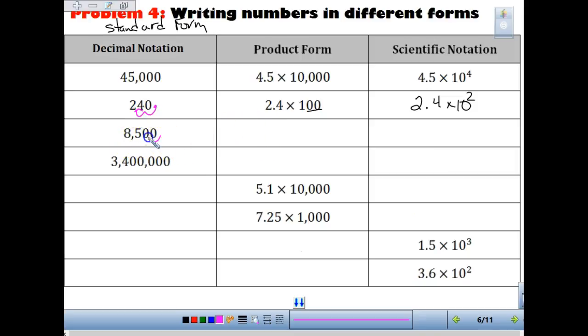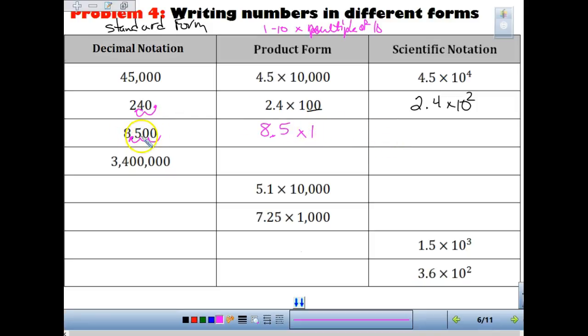We know that we have to get the decimal over here. So this first number always has to be between 1 and 10. So between 1 to 10 times a power of 10, or times a multiple of 10. So I'm going to have 8.5. And I would be multiplying that times what? To get 8,500.